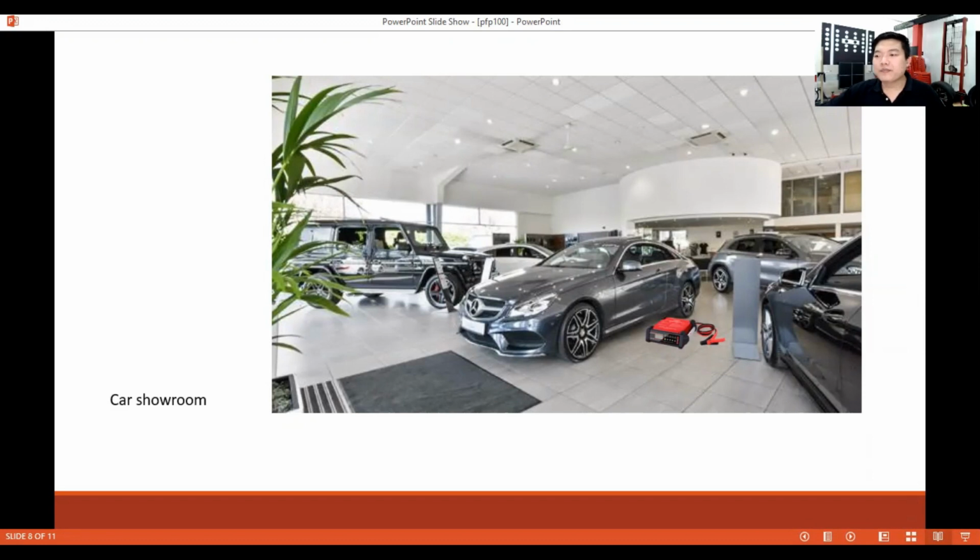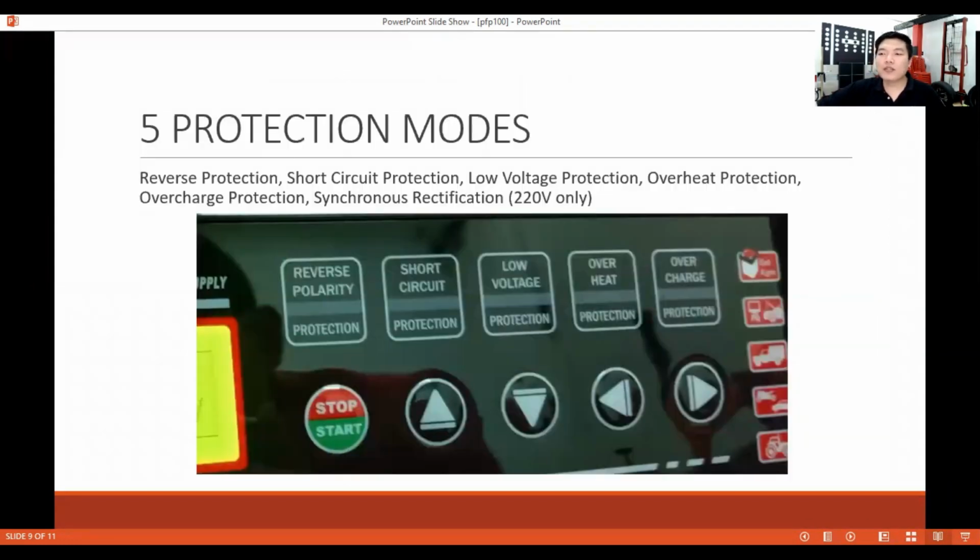So inside here, many items of the car need current supplied. Actually, there is the light, and then the roof, and then the window. So it will run all the items. This battery charger is to maintain that. Our battery charger has five protections. Later I will show directly what the five protections are.